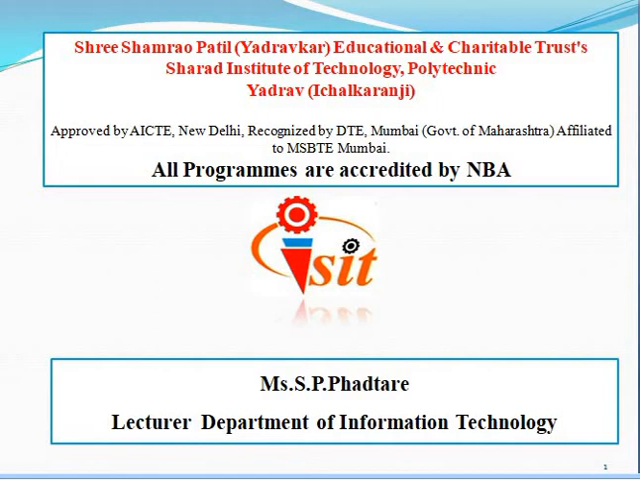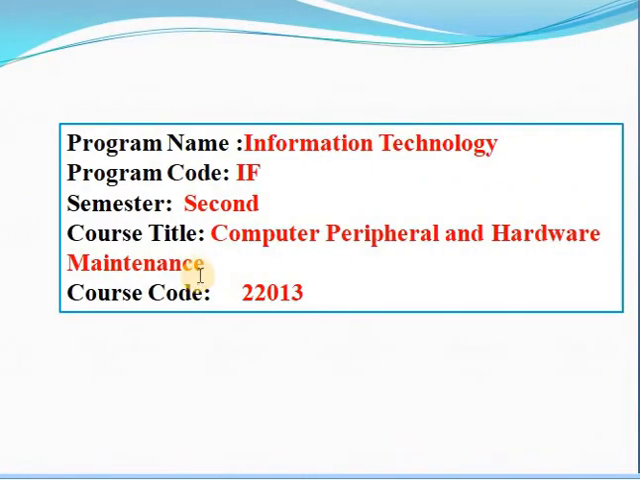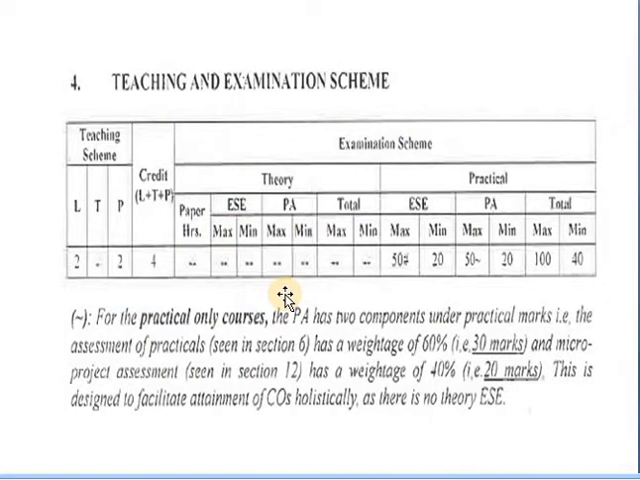Today in this lecture we are going to discuss the practicals of the CPH subject. CPH is a second semester subject and the course code of this subject is 22013. CPH means computer peripheral and hardware maintenance. Let us see the teaching and examination scheme of this subject.